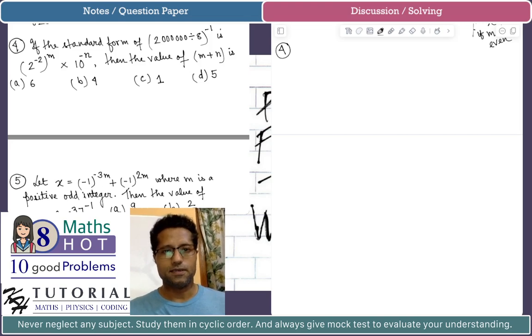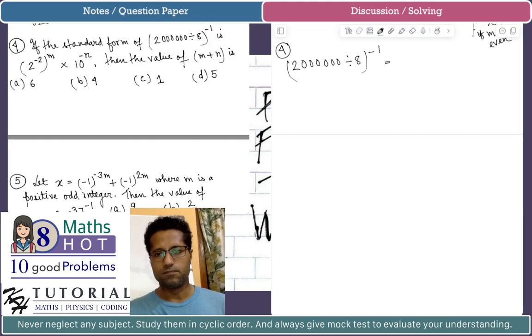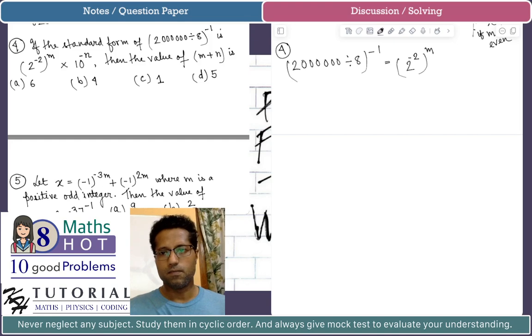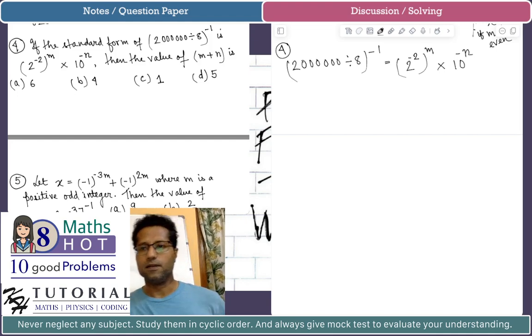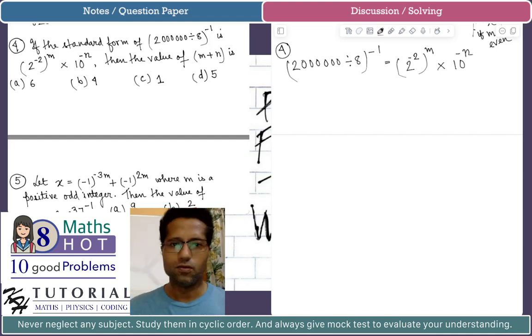So it is given that after 2 there are 6 zeros, divided by 8, and the reciprocal. The standard form of this number is given to be of the form 2 raised to the power minus 2, and this whole raised to the power m, multiplied by 10 to the power minus n. Then we have to find the value of m plus n.